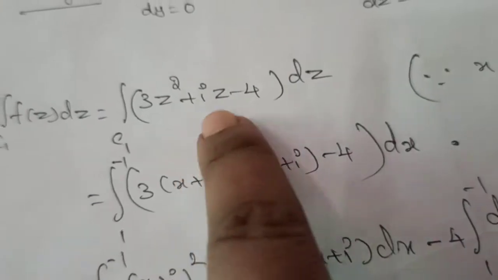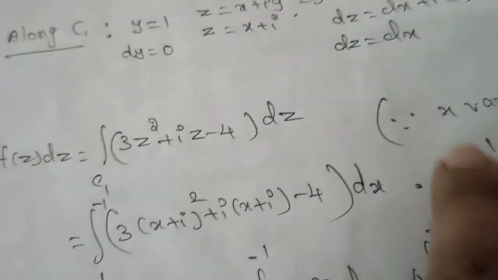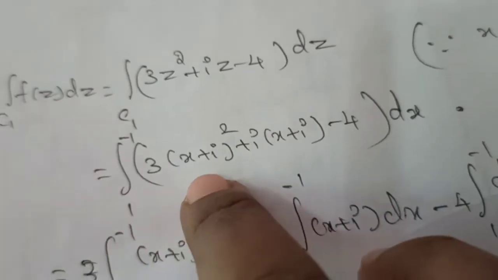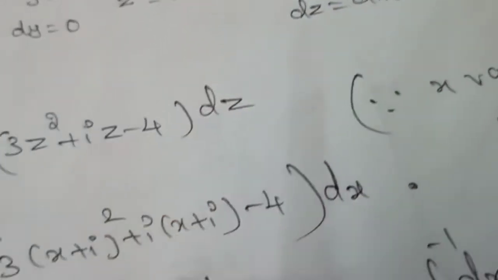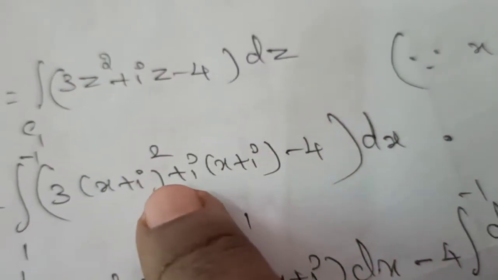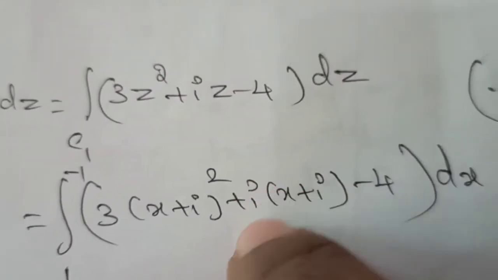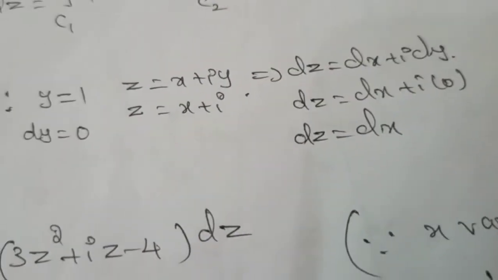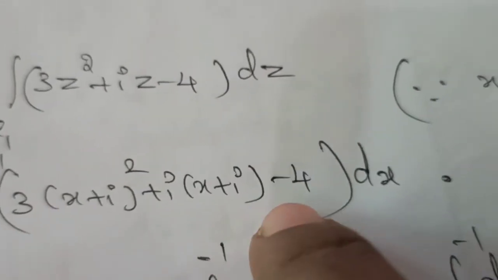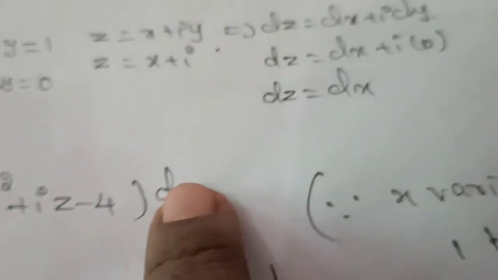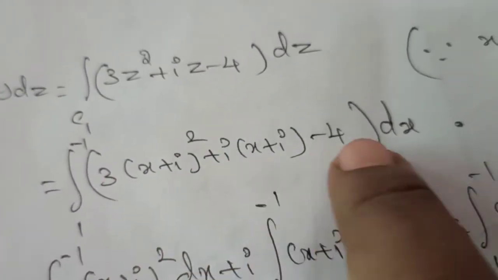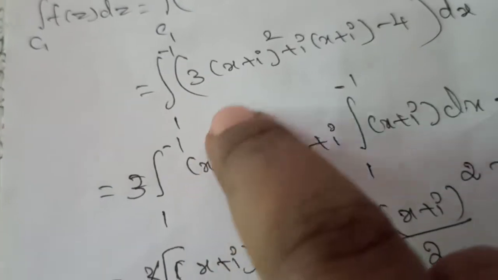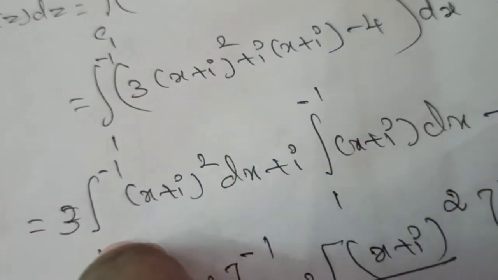In this integration, all the z values can be replaced by x and y values. So that is 3 into z, which becomes x plus i, the whole square, plus i into x plus i, minus 4, into dx. Next, multiply each term. For the first term, take the constant 3 outside.